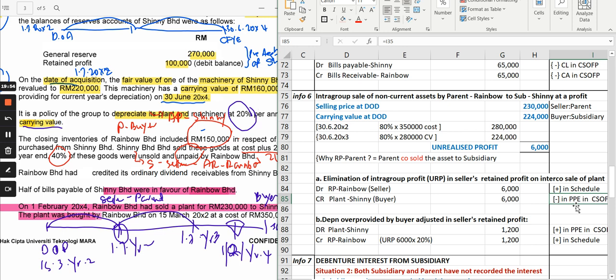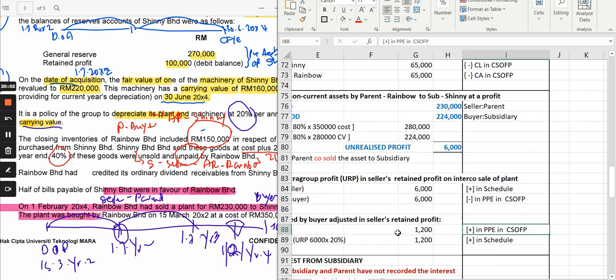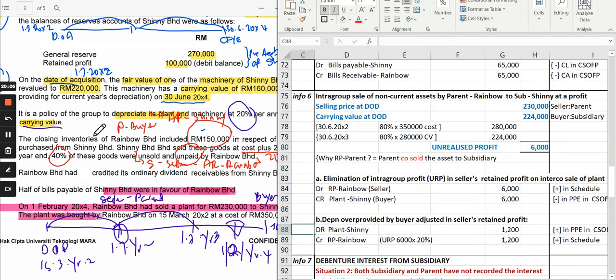That will be adjusted in the PPE section when you prepare your consolidated statement of financial position. That will be done later. Right? We will just do the working first. Right?